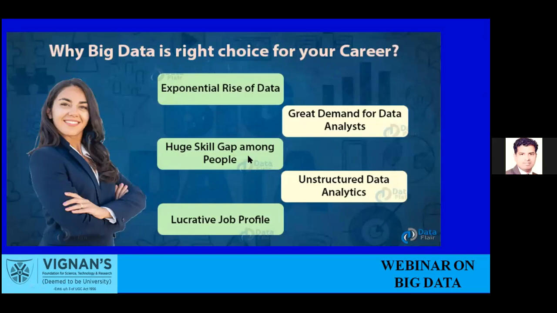You may ask the question, right? Because students are listening, why do you have to go for big data? The reason is that there is an exponential rise of data. Every time data is growing, there is a demand for data analytics because we are getting unstructured data.